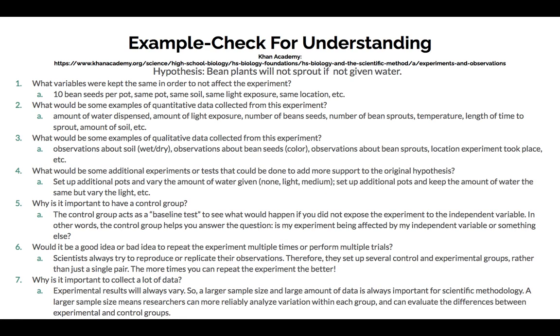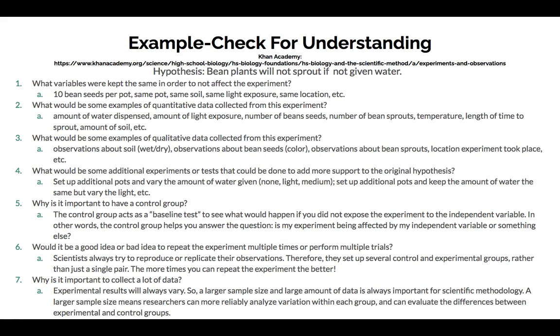What would be some examples of qualitative data? Observations about the soil: was it wet or dry? Observations about the bean seeds, such as color. Observations about the sprouts, location. So again, things not necessarily that have a number attributed to them, but are still important to note.